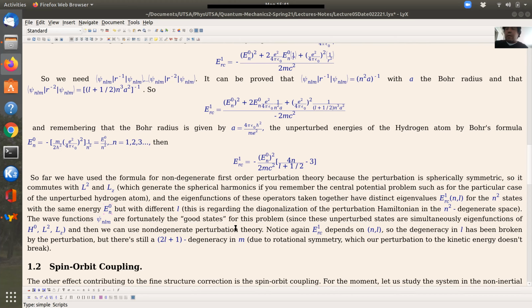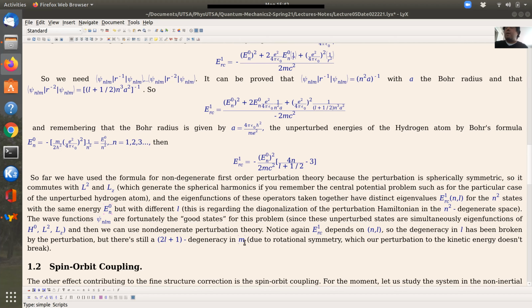But the other comment that I wanted to make is that, for this first order correction related to the relativistic correction, if you notice, the quantum numbers appearing are n and L. So in principle, the degeneracy in L has been broken by this perturbation, this relativistic correction. But m is not appearing. So there is still a 2L plus 1 degeneracy in m.